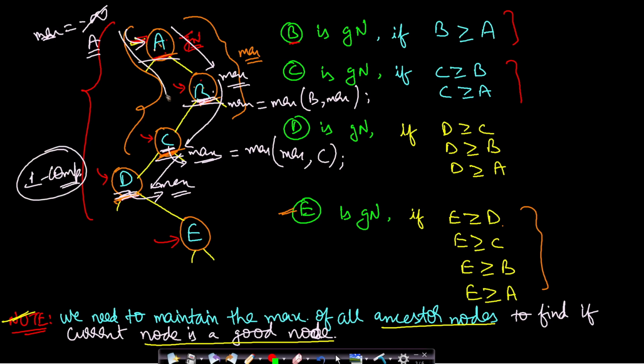So if we flow through the path once, and if there are n nodes in the path, then we can find the number of good nodes in this path in just order of n time. But if we did not maintain this maximum, then we will have to again and again traverse the entire path from root to that current node.